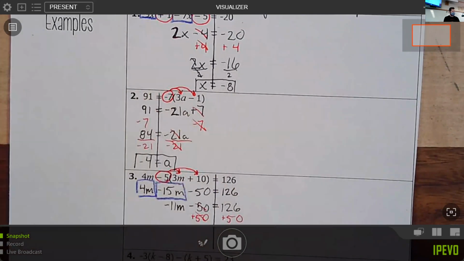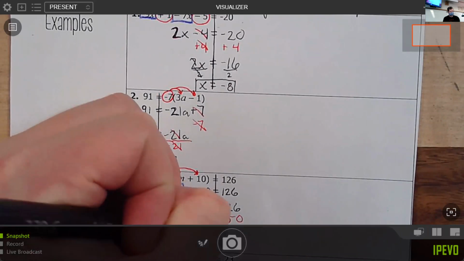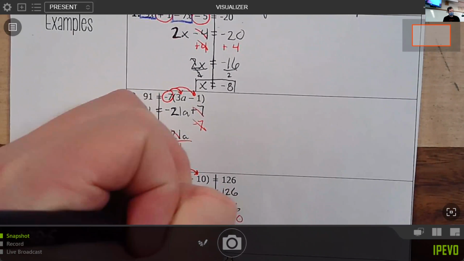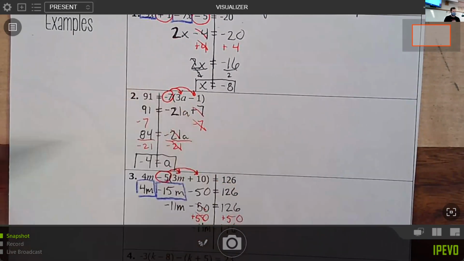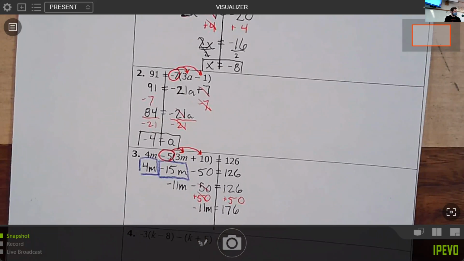On the left-hand side, negative 50, positive 50, those cancel out. Bring down a negative 11m because that's still there. 126 plus 50 is 176. What's our last step? Divide by negative 11.